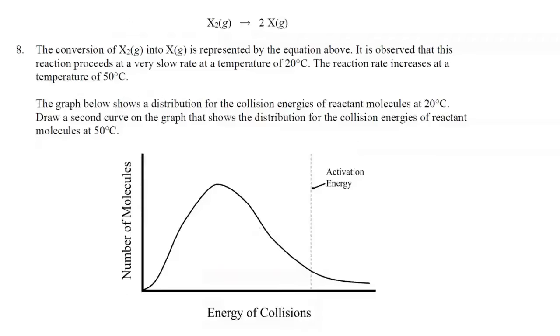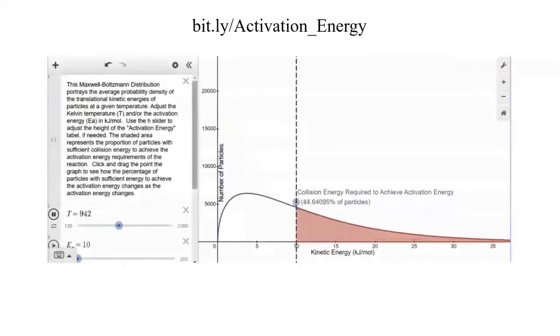It says the conversion of X2 into X is represented by the equation above. It is observed that this reaction proceeds at a very slow rate at a temperature of 20 degrees Celsius. The reaction rate increases at a temperature of 50 degrees Celsius. The graph below shows a distribution for the collision energies of reactant molecules at 20 degrees Celsius. Draw a second curve on the graph that shows the distribution for the collision energies of reactant molecules at 50 degrees Celsius. Now, to remind you, we've seen this in an earlier video.